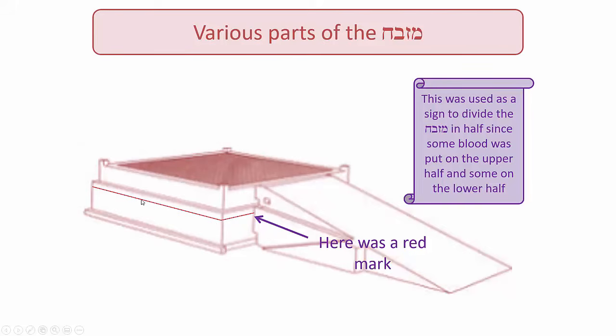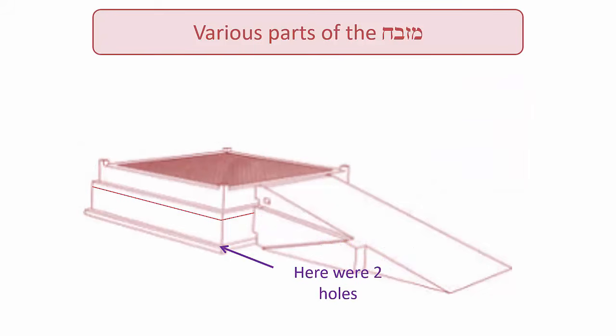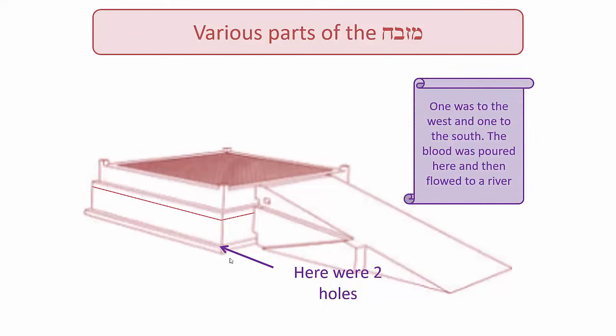So there was a chut hasikra, a red mark, to divide between the bloods that had to be put on the upper part of the Mizbeach and the bloods that had to be put on the lower part of the Mizbeach. There were also over here 2 holes on this corner, the corner that extended outside of the west of the Mizbeach and went 1 amma out, like we said. There were 2 holes. One was to the west and one to the south, and the blood was poured here, and then it flowed into a river that was underneath the Azara.